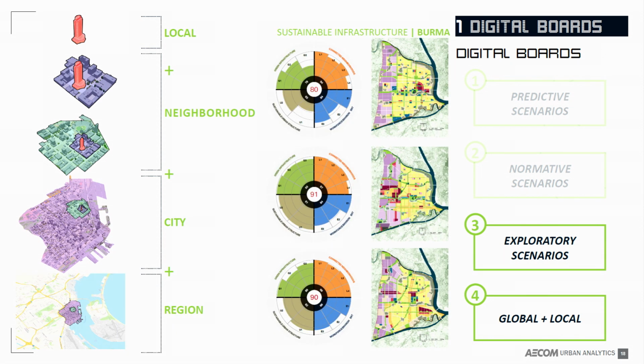And again, take the city scale, take the neighborhood scale, take the local scale, and boil it down all the way to the region, where we are trying to make a sustainable infrastructure, a sustainable region, which speaks to all the scales of planning and urban design.